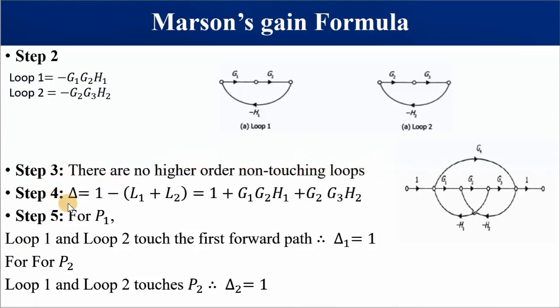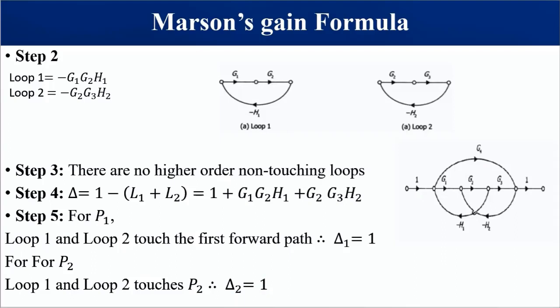Then we are now going to find the determinant. So this is equal to 0. So it's 1 minus the gain of the loops, so this is going to give us 1 plus this, and we are now going to our step 5. We are saying loop 1 and loop 2 touch the first forward path, so it means that this is equal to 1. Then for our second forward path, loop 1 and 2 touch, therefore its determinant is equal to 1.